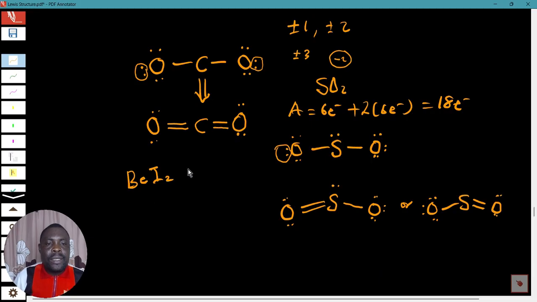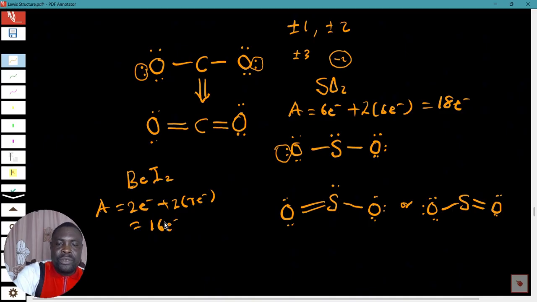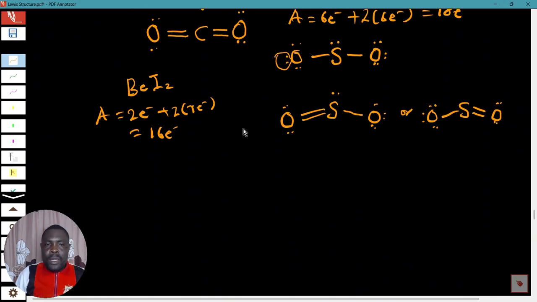Iodide. Now the available electrons: beryllium is in group 2, plus 2 times 7 because iodine is in group 7. That will give me a total of 16 electrons. Now the central element is what? It is beryllium. So I'm going to have beryllium, with 1 iodine here and 1 iodine here.